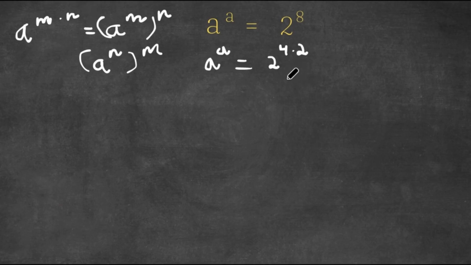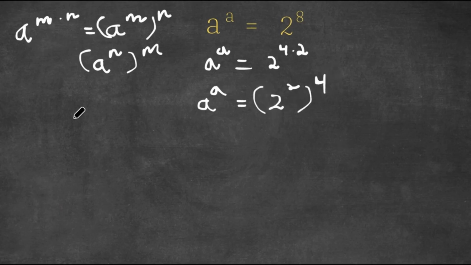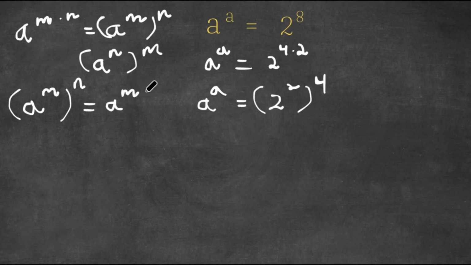So now I'm going to write this as a to the power of a is equal to 2 squared to the power of 4. Now, if we have something in the form a to the power of m to the power of n, this is equal to a to the power of m times n. So this would equal 2 to the power of 2 times 4.